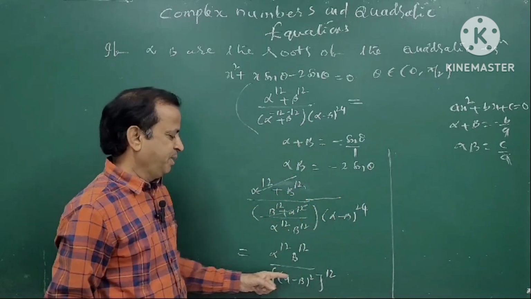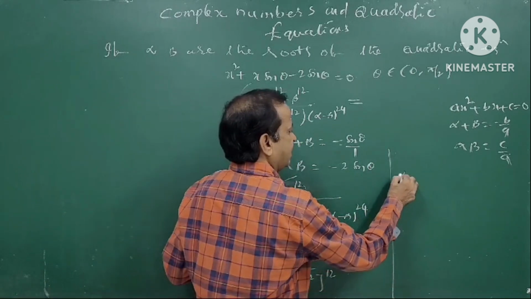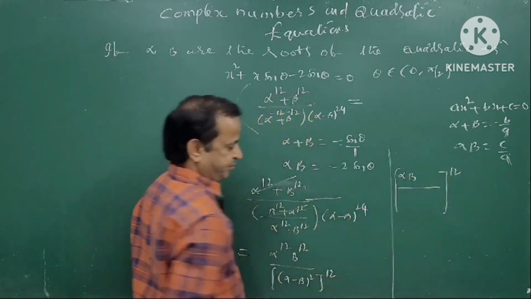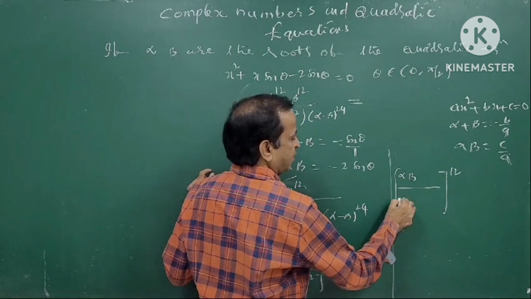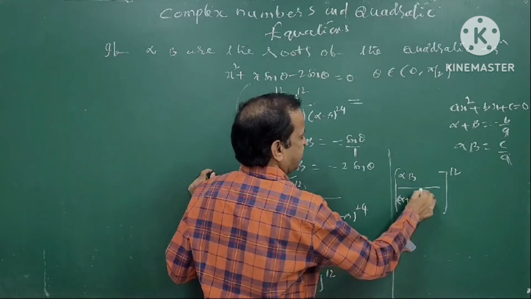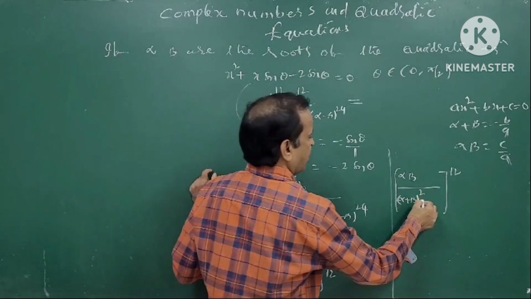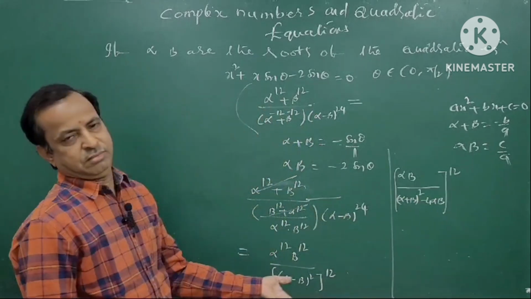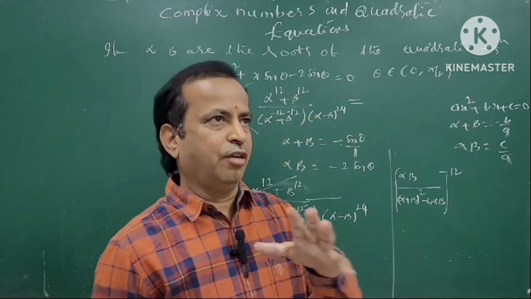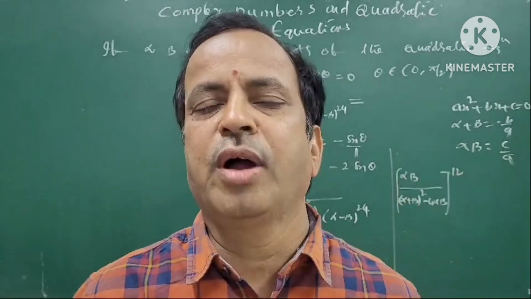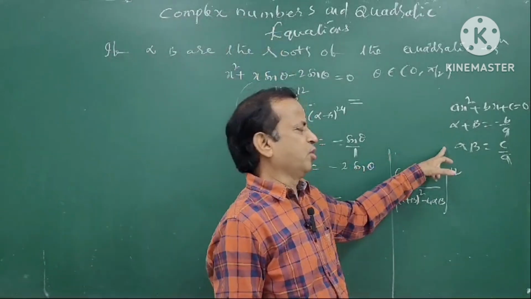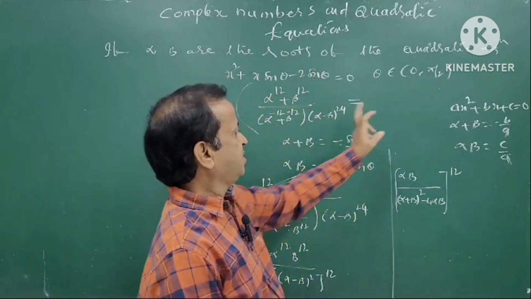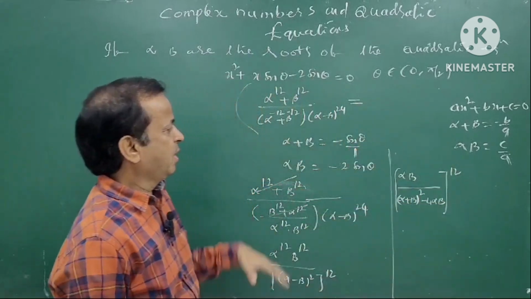So alpha minus beta whole square can be written with alpha beta whole power 12. Alpha minus beta whole square is what? Alpha plus beta whole square minus 4 alpha beta. Got it or not, my dear students? Over. Here alpha plus beta, the quadratic equation sum of the roots and product. This is a recently given JEE Mains question. Alpha plus beta is minus b by a, alpha beta is c by a.